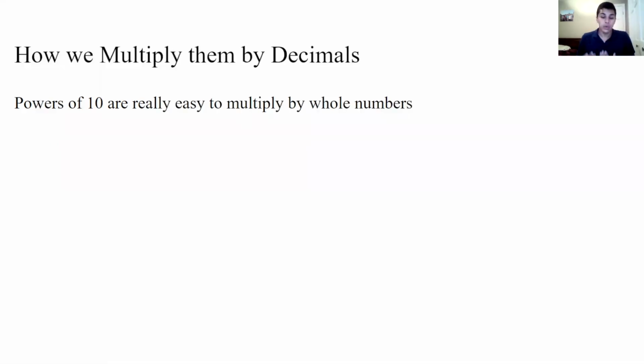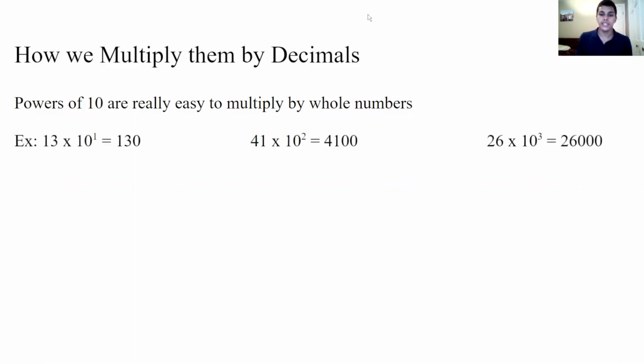So now that we know how powers of 10 work in exponent form, we're going to learn how to multiply them by decimals. And the best place to start is by talking about, first, how they multiply by whole numbers. Now, powers of 10 are actually really easy to multiply by whole numbers. And that's because all you have to do is add zeros to the end. The digits don't change. So let's look at some examples.